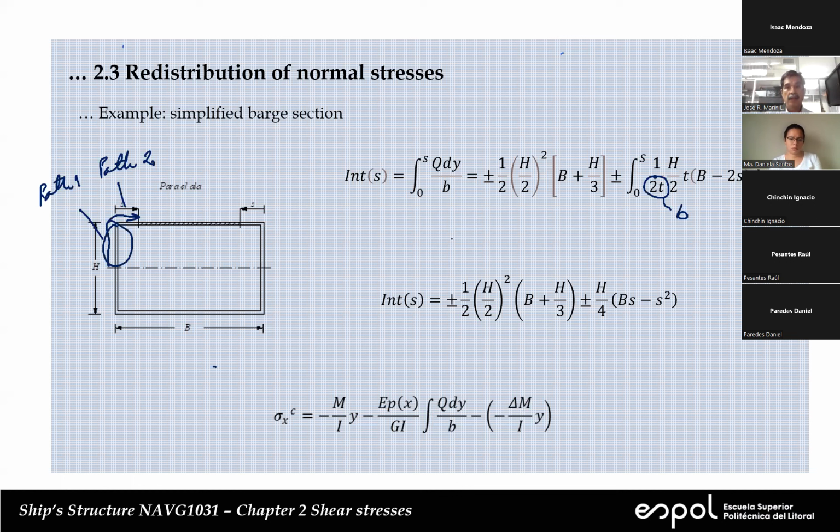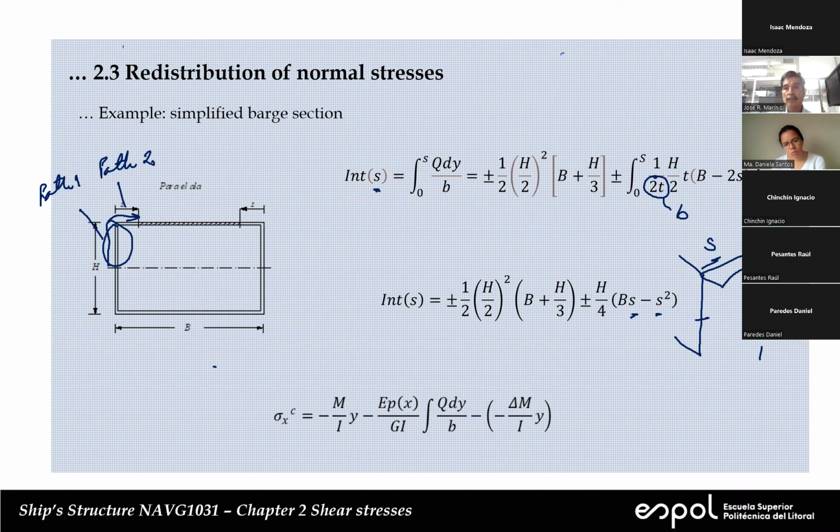Okay. Now, again, this is a function, okay? The result is a function in S. Okay, that means that if we can take this result as function of S, we could calculate the axial deflection. Okay, if this is S, we could use this integral in order to calculate the axial distortion.